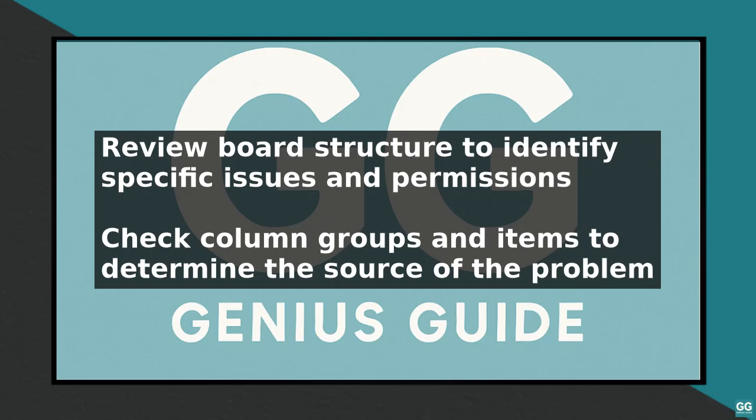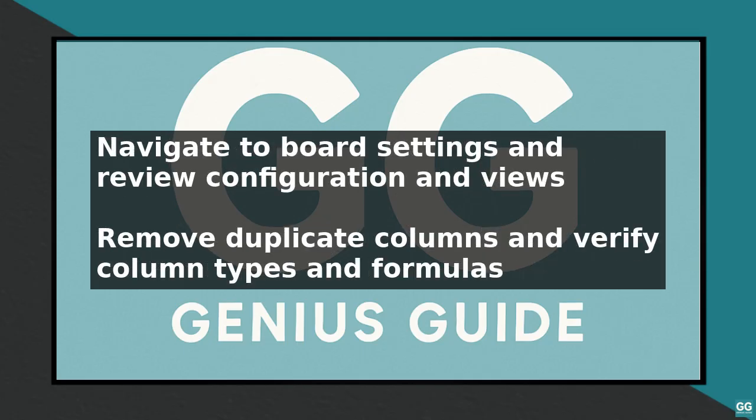and selecting Settings. In the Settings menu, review the board configuration, including the columns, groups, and views. Check for any duplicate or unnecessary columns, and remove them if necessary. Verify that the column types are correctly set, such as text, date, or numeric. Ensure that the formulas and automations are correctly configured and not causing any errors.